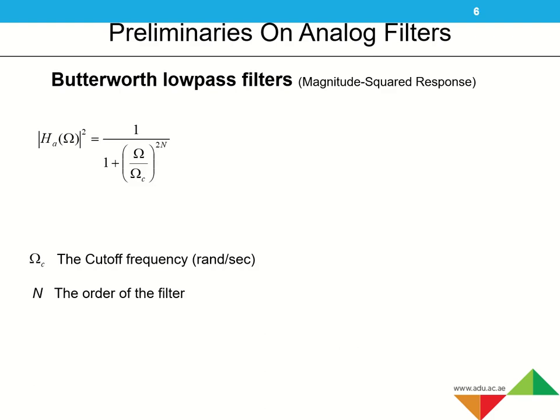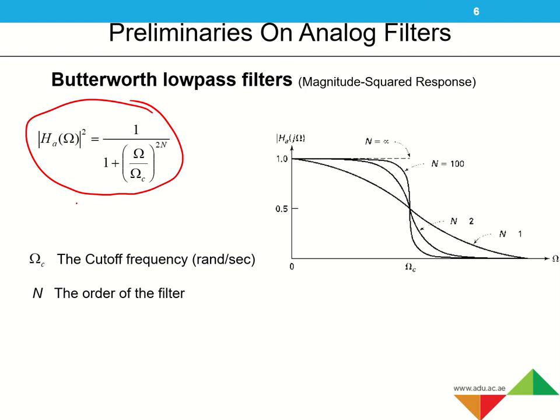Now, in low pass filter design there are many kinds of filter design. The first one we are going to discuss is the Butterworth low pass filter. This is the magnitude response of a typical Butterworth low pass filter, and if we plot this, it will look like this. Here n is the order of the filter and omega c is the cutoff frequency of the filter.